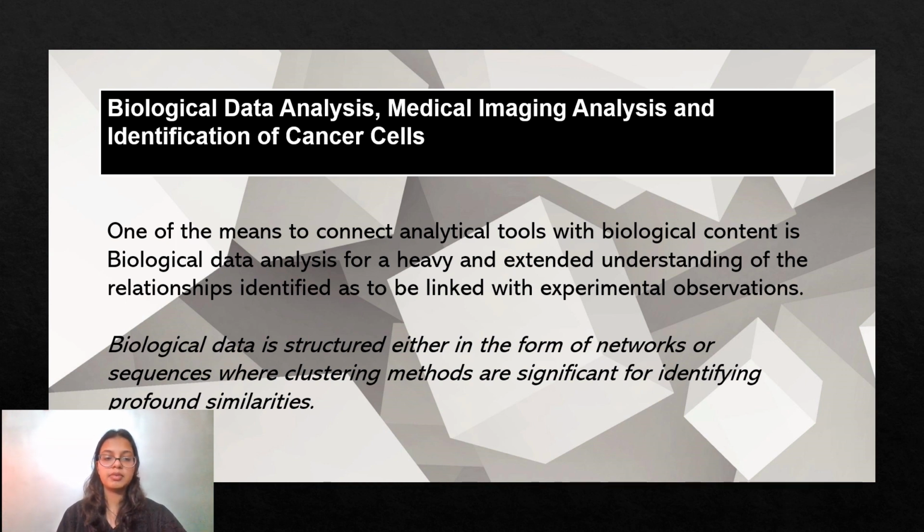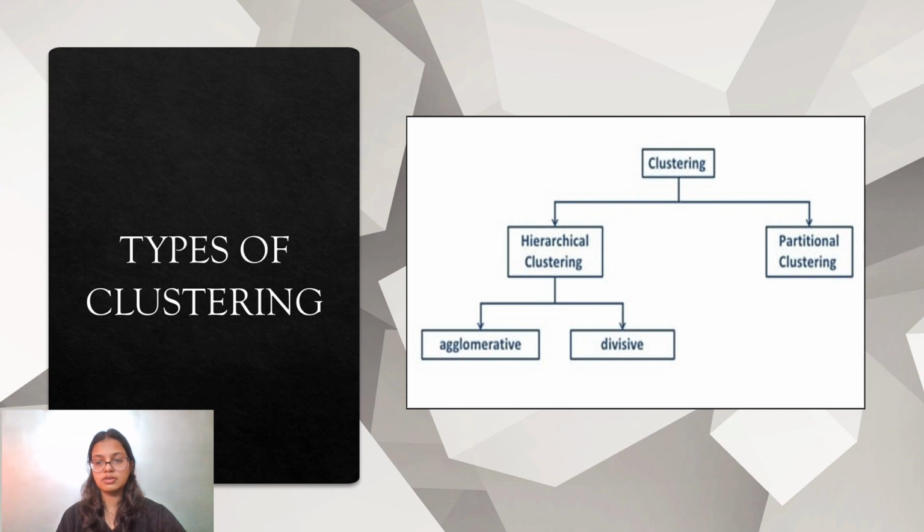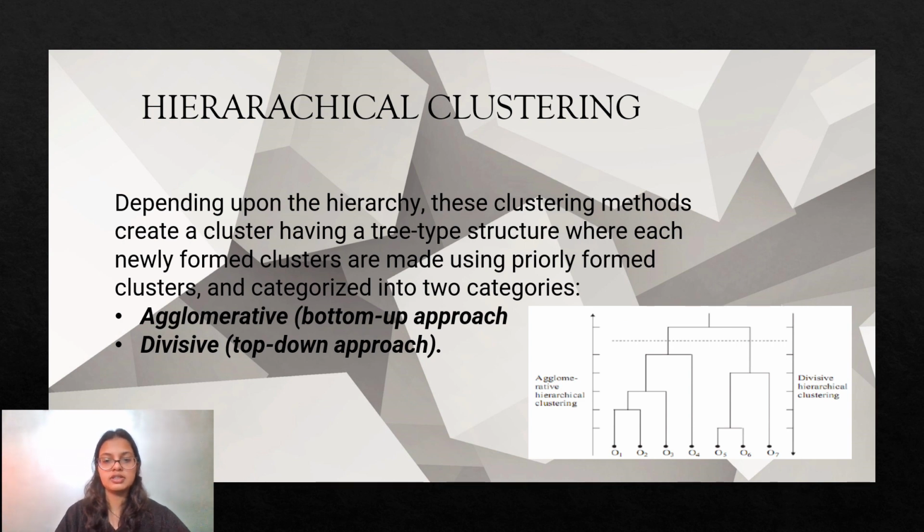Let's talk about types of clusters. There are mainly two types of clustering: hierarchical clustering and partitional clustering. Hierarchical clustering gets divided into two more parts. Hierarchical clustering depends upon the hierarchy. These clustering methods create clusters with a tree-type structure, where each newly formed cluster is made using previously formed clusters, and are categorized into two categories.